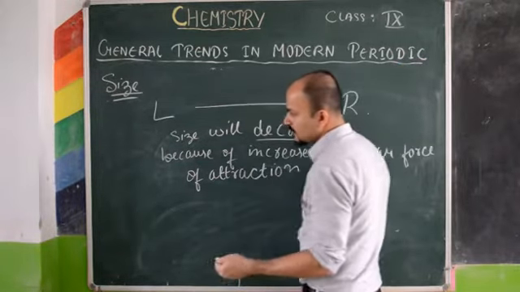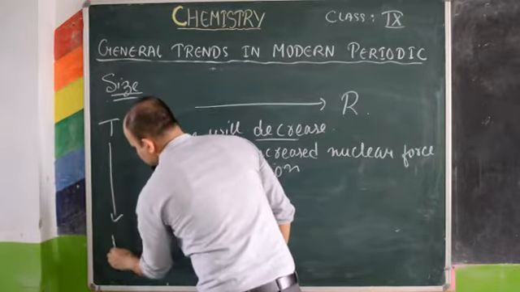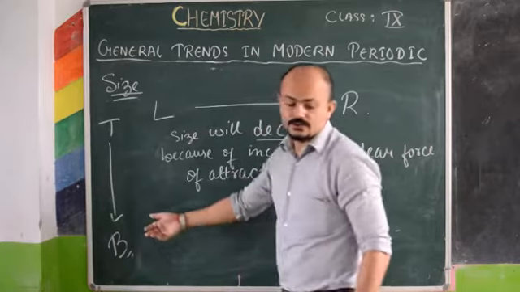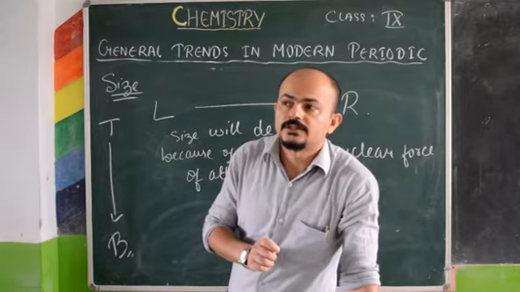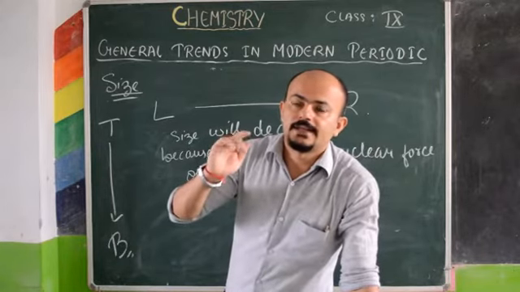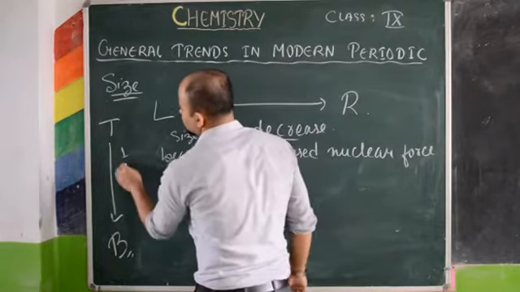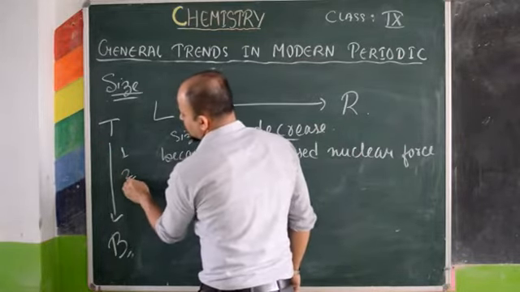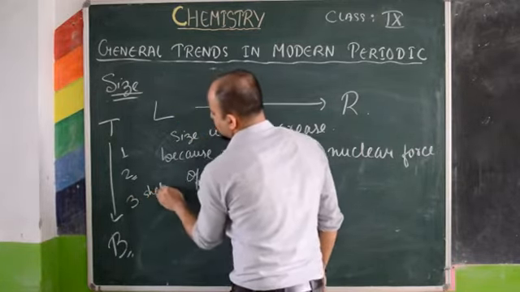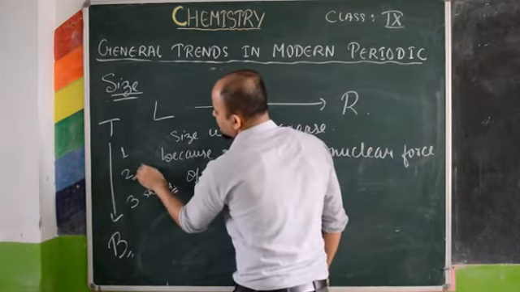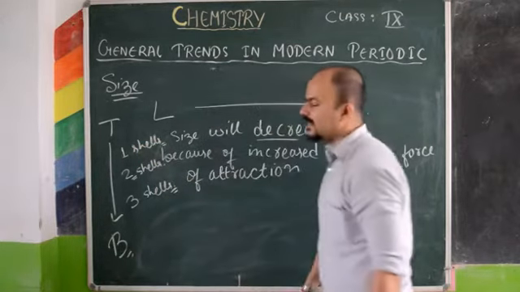Okay? Now let's discuss what will happen to the size as we move from top to bottom in the periodic table. Now this you should already be knowing from today's discussion. So we discussed what? If you have an element in the first period, then how many cells does it have? 1 cell. Second period, 2 cells. Third period, 3 cells. Now this number of cells is directly related to what? The size of the atom.